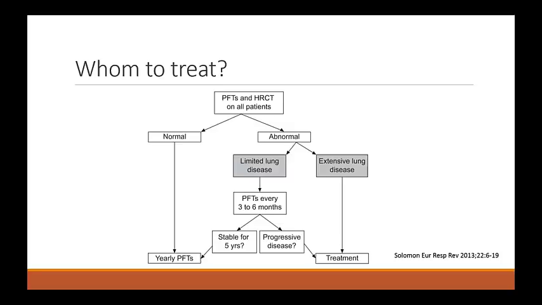As we talked about earlier, those are prognosticators. And with them being abnormal, you split into either extensive lung disease or limited lung disease. Patients with extensive lung disease get treatment, and for patients with limited lung disease, you basically need frequent surveillance. The question that arises is, what defines limited and what defines extensive lung disease? And this is an overview of what that definition is.